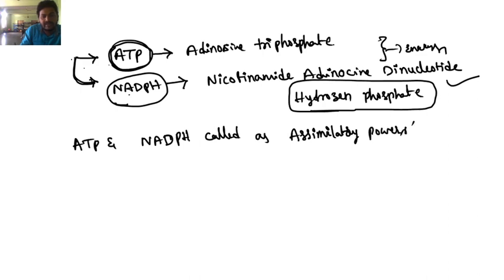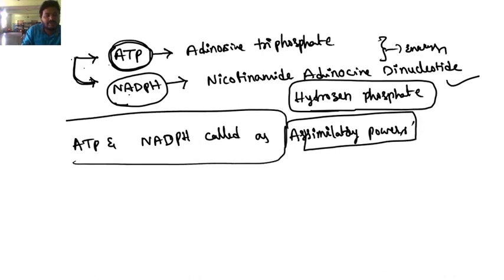Write the assimilatory powers: ATP and NADPH. ATP means adenosine triphosphate. NADPH means nicotinamide adenine dinucleotide phosphate hydrogen.